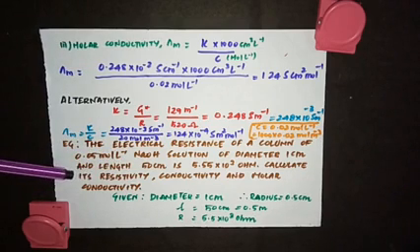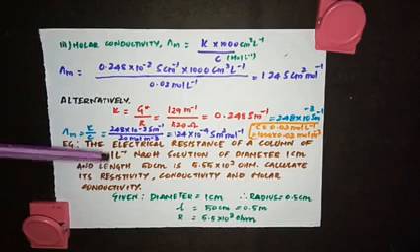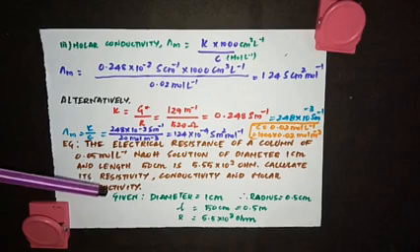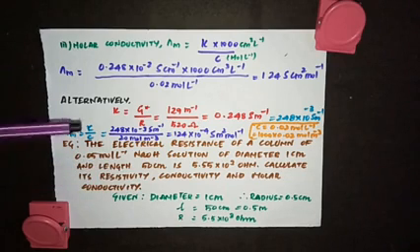Calculate its resistivity, conductivity and molar conductivity. What is resistivity? Resistivity is rho. They are asking for conductivity, which is kappa. Molar conductivity is lambda m. First, to find resistivity, the formula is R A by L.